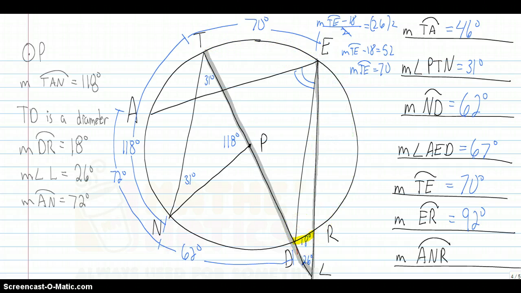So ANR starts at A, passes through N, and ends up at the letter R. If we add up all those together, that's 72 plus 62 plus 18. That would be 152 degrees.